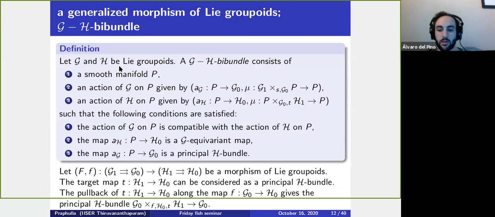Yeah. So what I said just now is for every Morrison Lie group points, I can associate a bibundle. And how do I do that? I take the trivial H bundle, the target map. Then I pull back along the map F, which was the morphism coming from the Morrison Lie group points. This gives a principal H bundle over G0. This is what I call the bibundle associated to the Morrison Lie group points G to H.